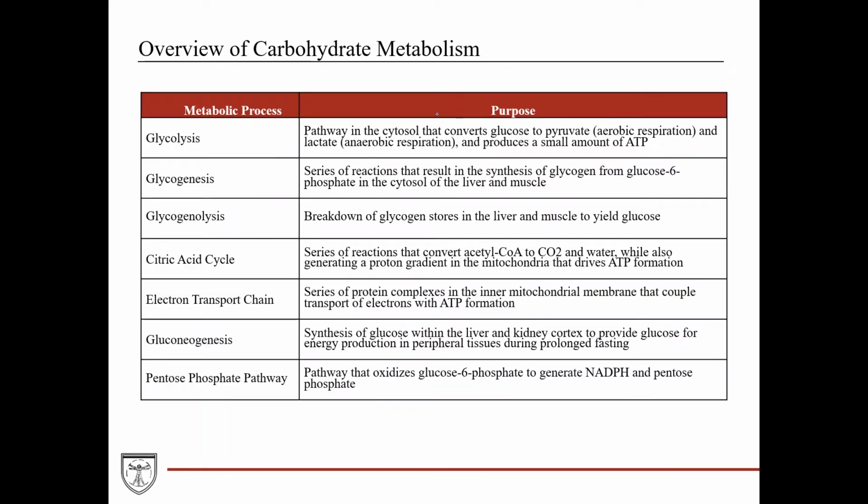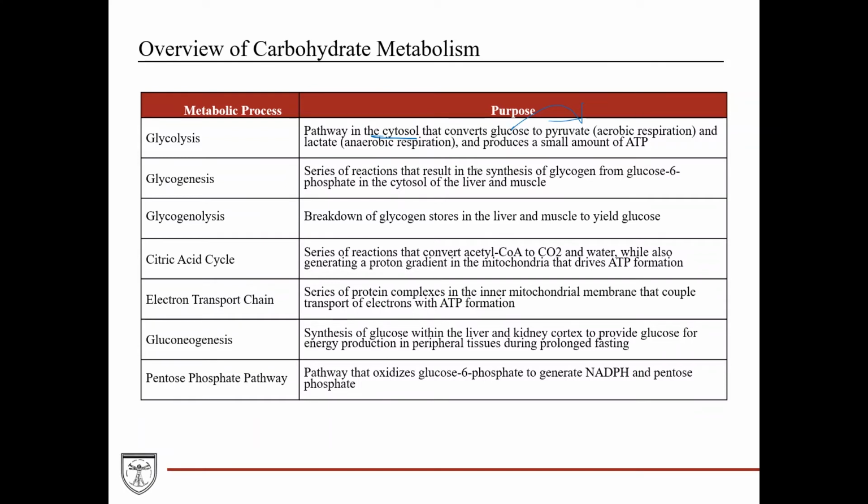It's in your book, and it's just meant as a summary of what I just said. It gives a very brief summary and purpose for each of these metabolic processes. And again, each of these processes is really going to have its own lecture dedicated to it in this unit. And just again, glycolysis, it's a pathway. It's in the cytosol. That's important. Glucose to pyruvate. You can either have aerobic respiration or lactate, which is anaerobic respiration.